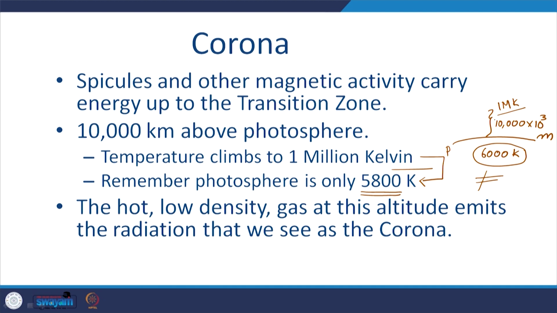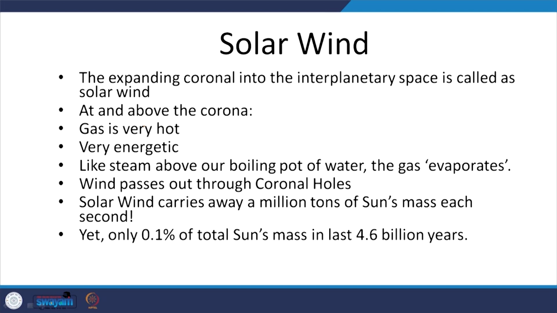We see the corona 10,000 kilometers above, a gas called the corona. The corona that expands into the interplanetary space is generally called the hot expanding corona, or the solar wind. So the solar wind exists at the coronal boundary and above the corona. Here the gas is very hot and extremely energetic, and it looks like steam above a boiling pot of water. The gas that evaporates is similar to the solar wind that is leaving the sun.